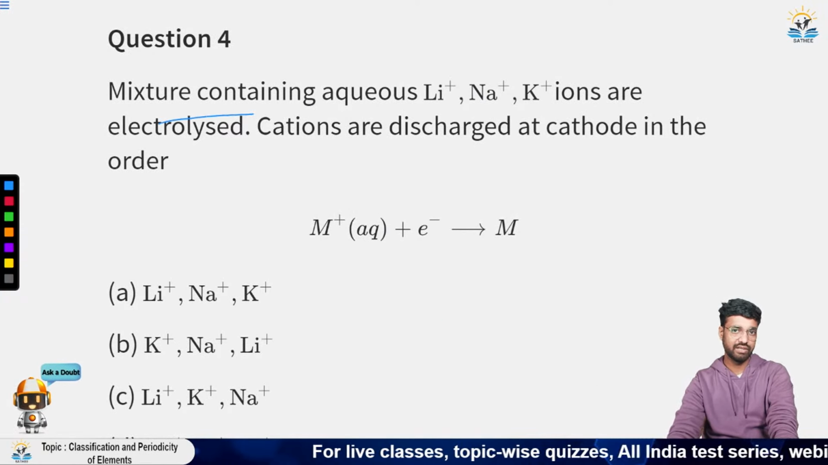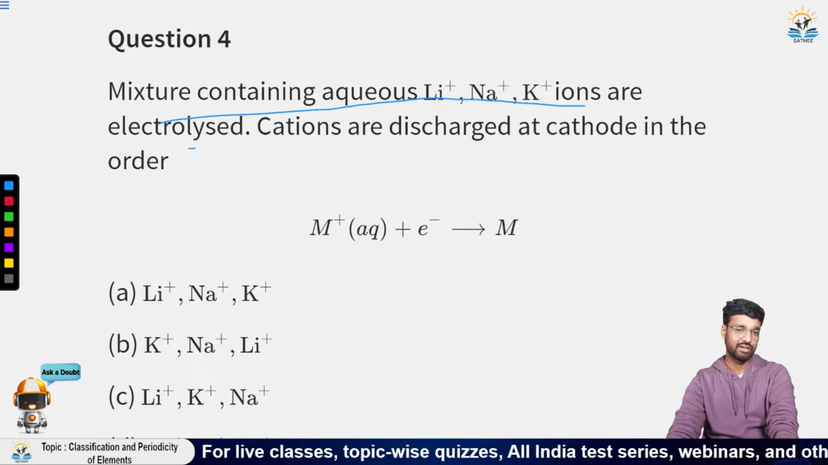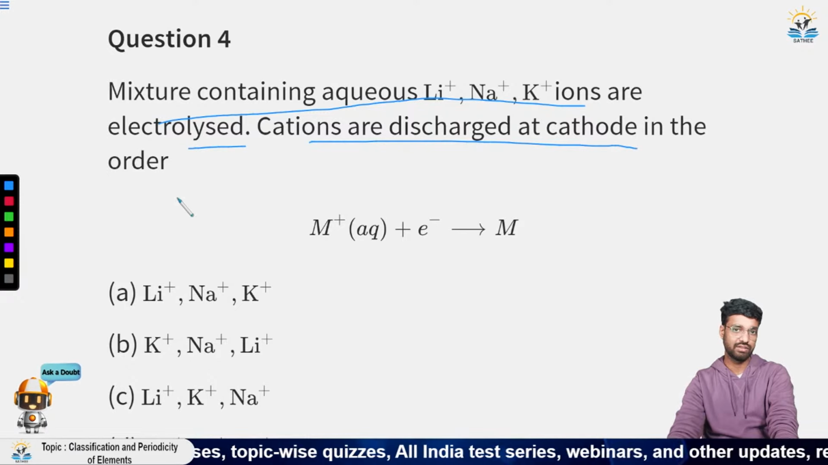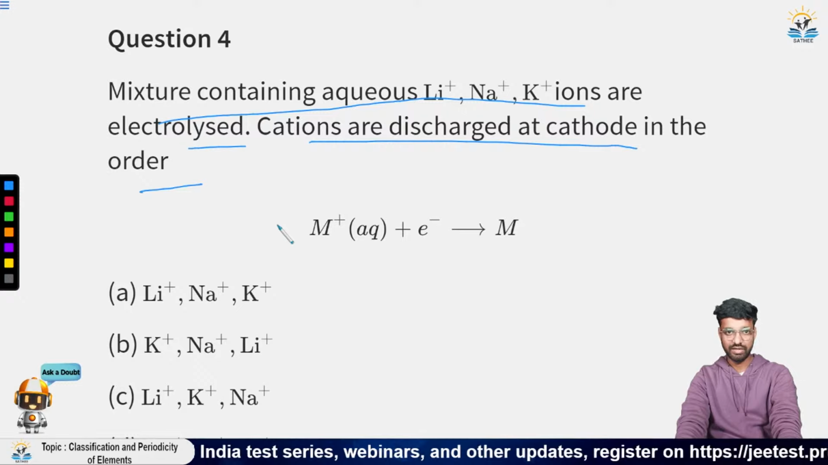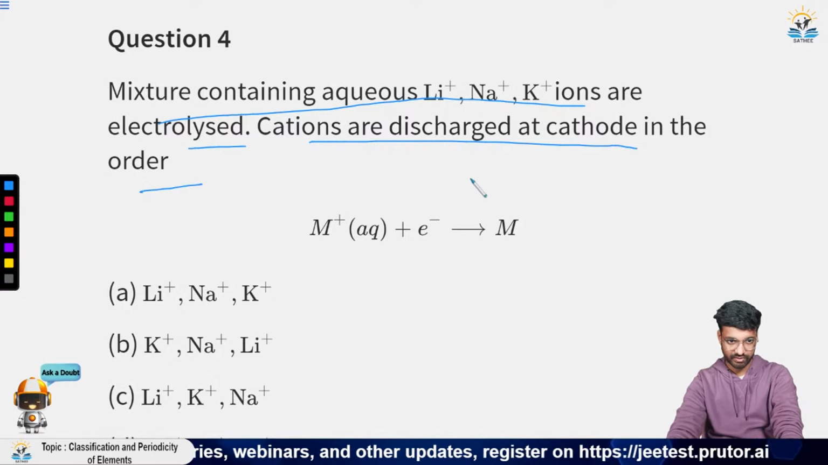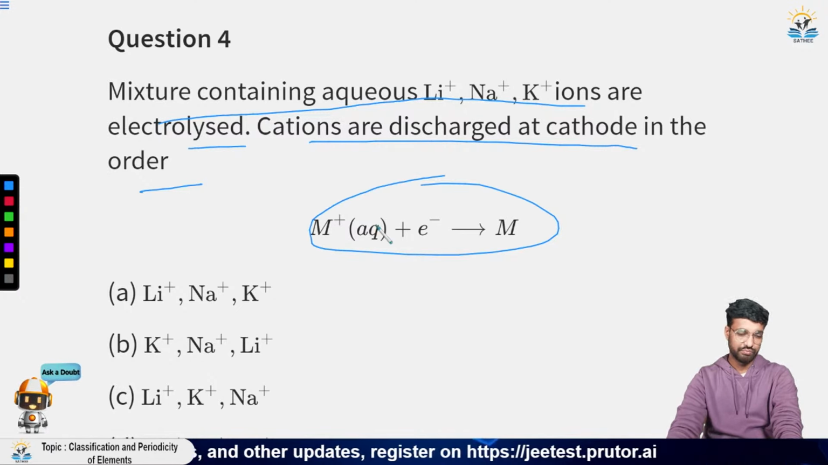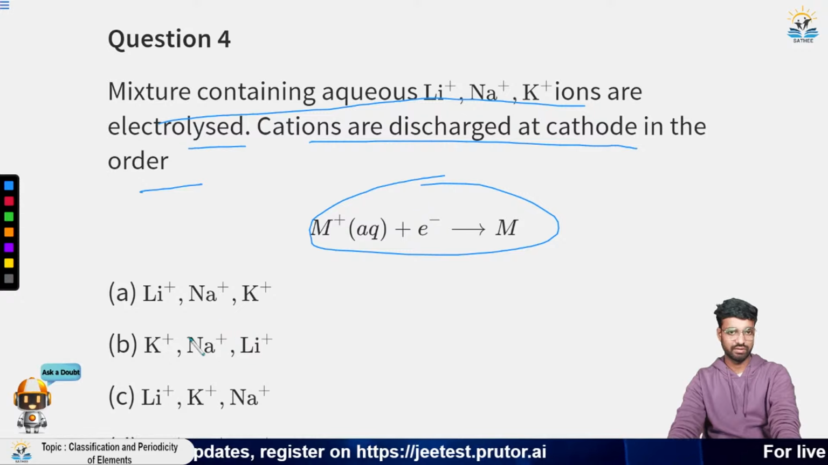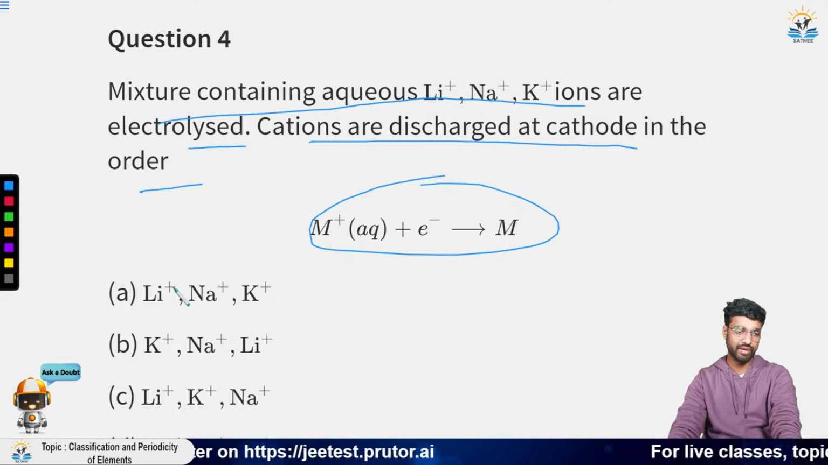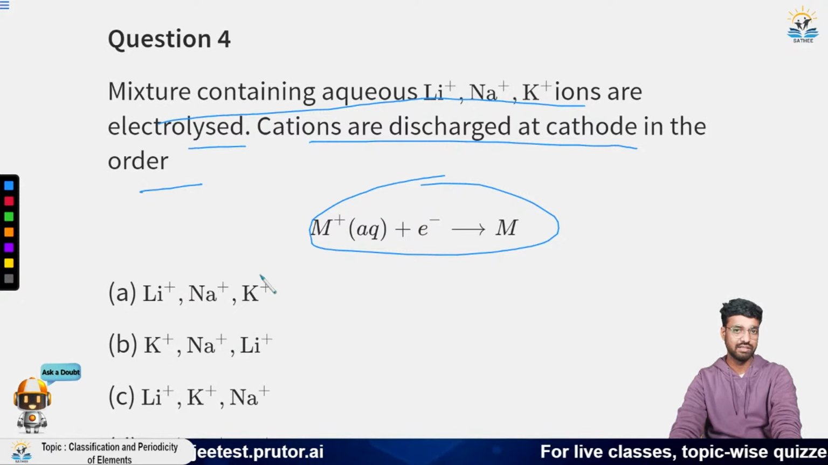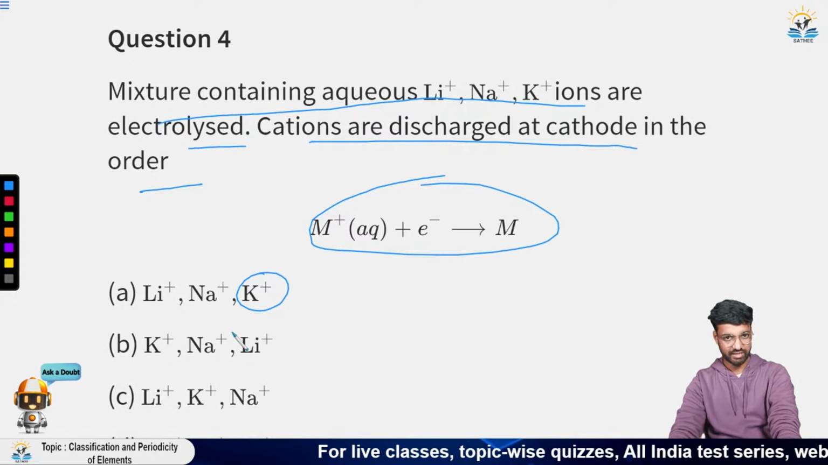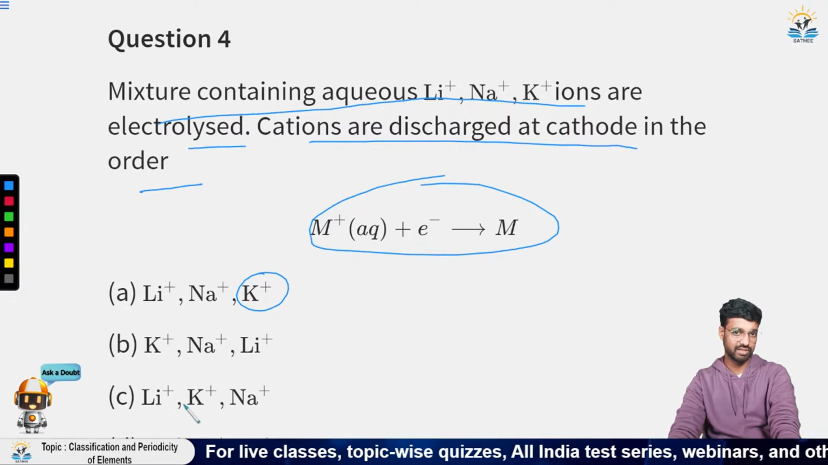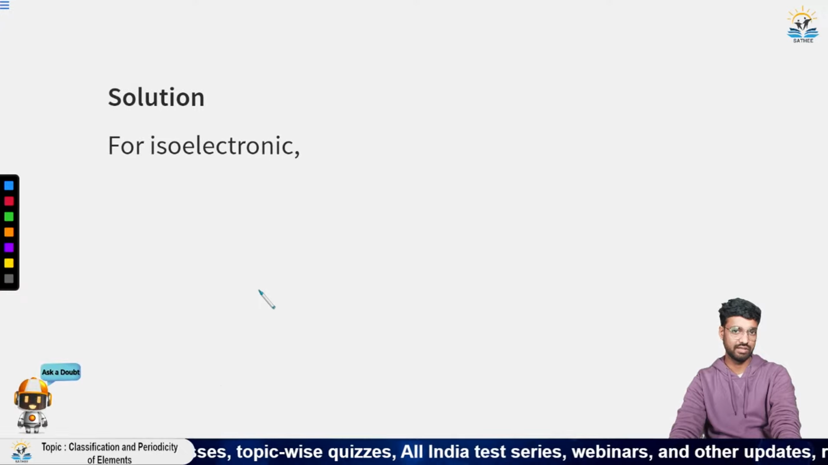Now a mixture containing these aqueous solutions is electrolyzed. Cations are discharged at the cathode in the order? Cations being discharged means they are gaining electrons. So this is the equation for that. Which will easily form this? It will be decided on the basis of size. We know very well that potassium has the largest size, so it will take the electron least easily. Then comes sodium, then comes lithium. Okay, so this is the order. Let us see the solution.